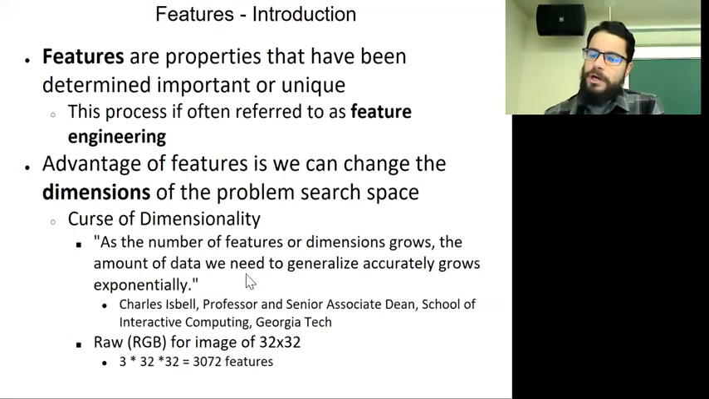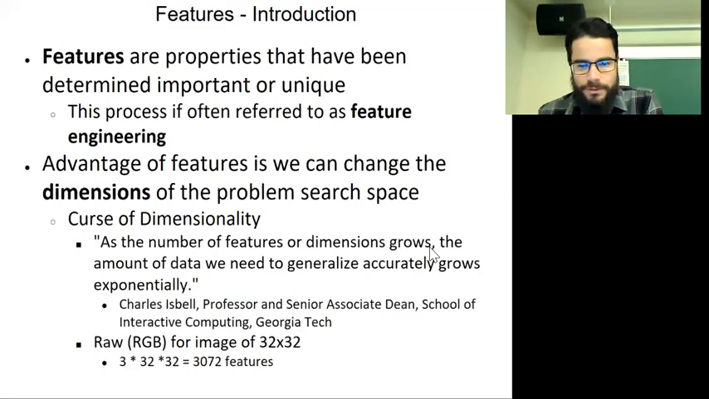So for features, we are looking at local characteristics of the images. And if we do a good job in designing and then extracting our features, we are changing the dimensions of the problem space. Instead of working with 3,000 features for a very small image, we would be looking at just a couple of dozen features, or maybe hundreds of features per image, okay? As the number of features or dimension grows, the amount of data we need to generalize accurately grows exponentially. This is what we call the curse of dimensionality.